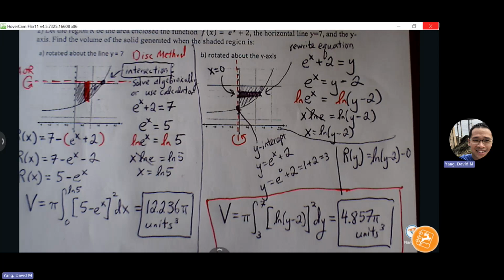Why did you do the second thing, like e to the 0? Because I need to find out the y value of my lowest point of the shaded region. And that y value is also the y-intercept of my curve. Y-intercept means my x is 0. So I can just plug 0 into my equation to get my y value at that point.